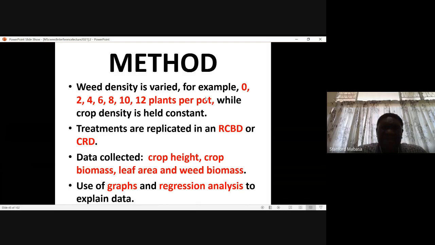Now, in an additive design, it's like you are adding weeds in a field to get certain densities. So the sort of treatments you need are weed density treatments, which you can vary. If it is a pot study, you can vary the density from 0, 2, 4, 6, 8, 10, 12 per pot. But the crop density is held constant.